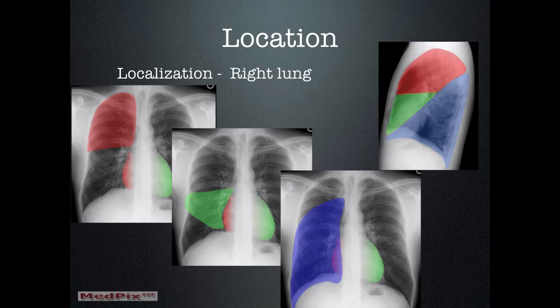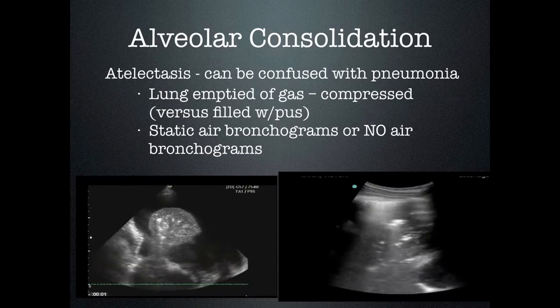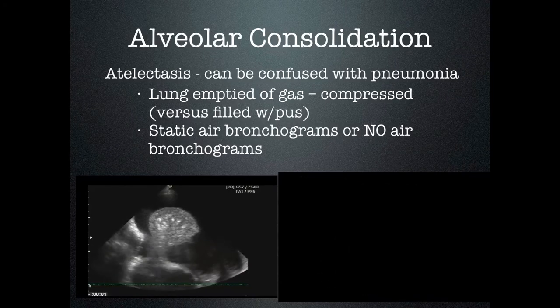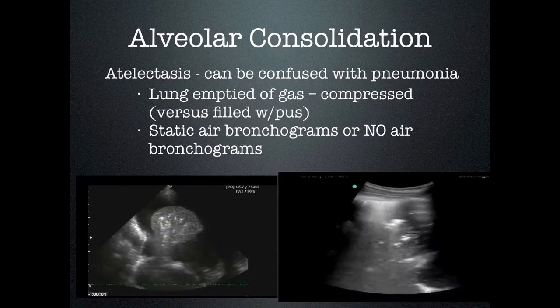This is a little different than looking at a chest x-ray, but being able to localize anterior and posterior and correlate that with upper, middle, and lower is very important. Now, we can see several things that cause alveolar consolidation. Atelectasis is one of these, and it can be confused with pneumonia. So let's talk about that just for a second.